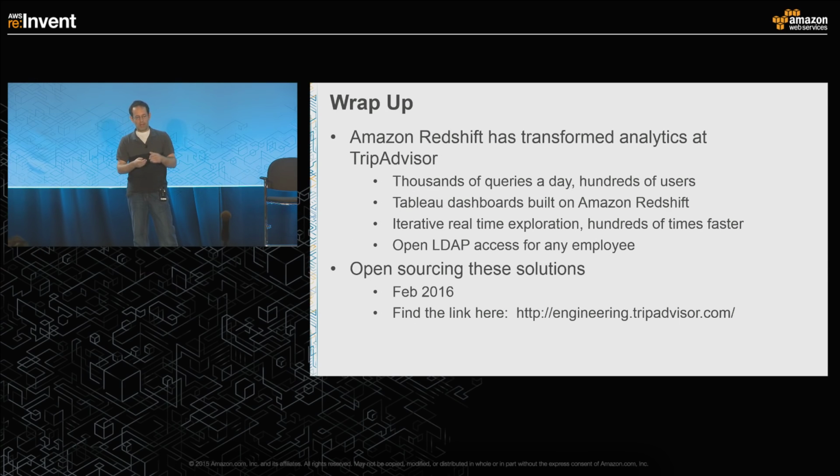So in wrap up, Amazon Redshift has transformed analytics at TripAdvisor. We get thousands of queries a day, hundreds of users, and all on not that large a cluster. So you can really optimize your use of a cluster if you really spend the time to optimize it in these ways. We generally use Tableau dashboards built directly on Amazon Redshift, and it allows for iterative real-time exploration, which is hundreds of times faster than poking around in Hive or a variety of other options.